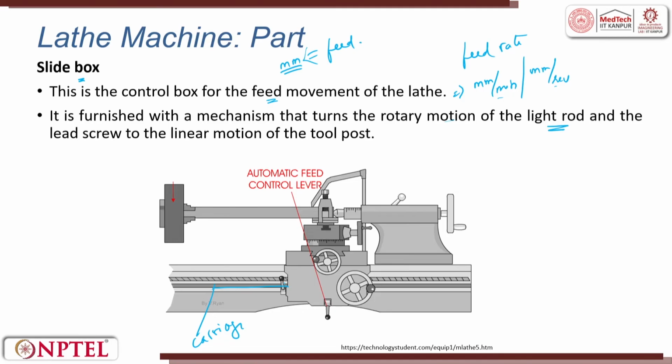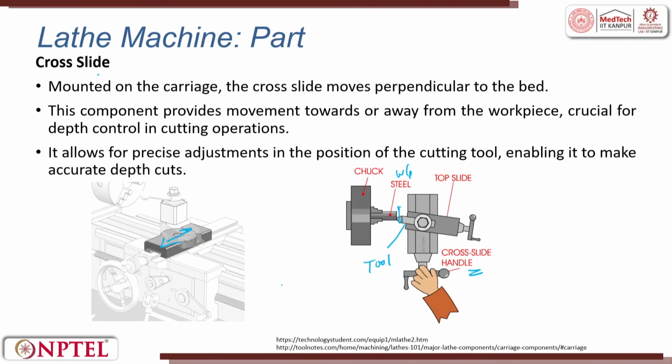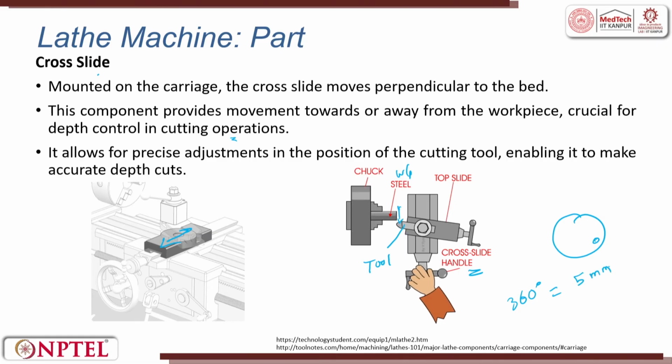Okay. This is a carriage. This compound provides movement towards or away from the workpiece, crucial for the depth control of the cutting operation. It allows for precise adjustment in the position of the cutting tool. So, that means to say when you rotate one round in a handle, this is 360 degrees. When you rotate, it can advance by 5 millimeter.